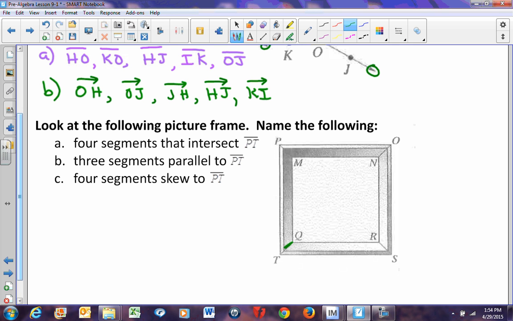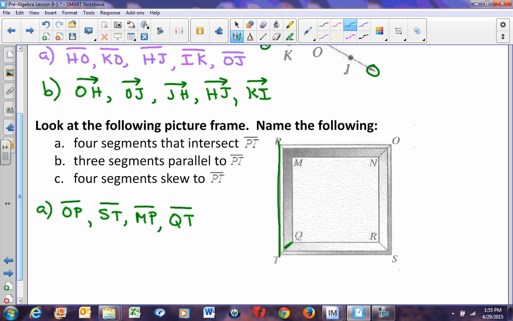So if PT is here, okay, we need 4 segments that are going to cross PT. So if you look at it, obviously, OP will cross PT. That's a segment. ST will cross PT. It's a segment. MP will cross PT. And QT will cross PT. So those are 4 different segments that cross PT.